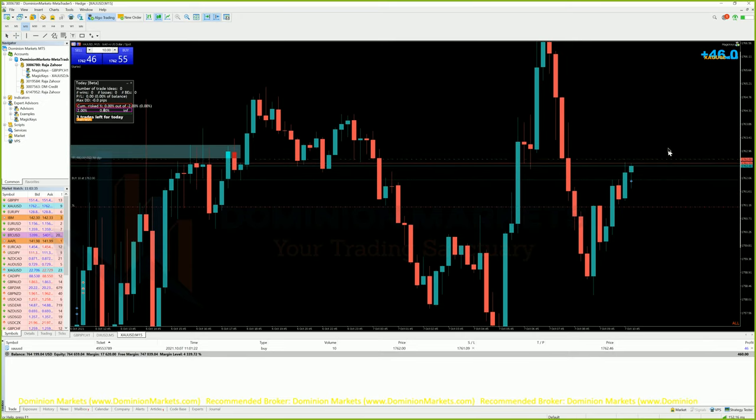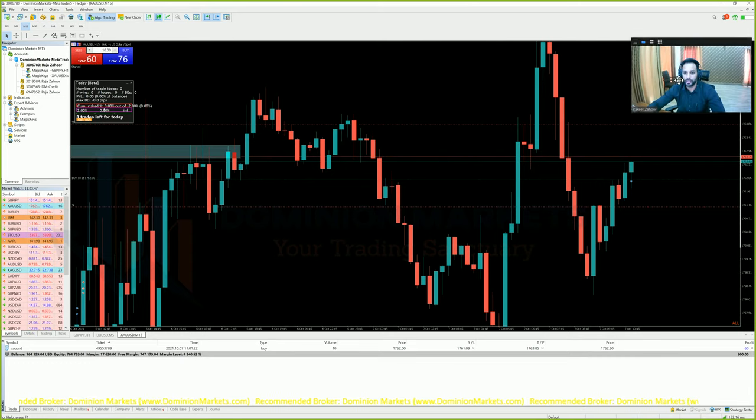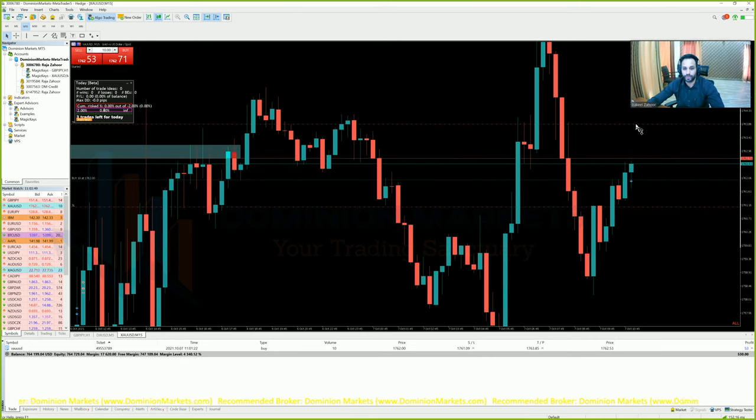Possibly continuation till 1763, 18 pips over here. Let's see how well this plays out. It's going to be around $1,800. So, yeah, we'll see.